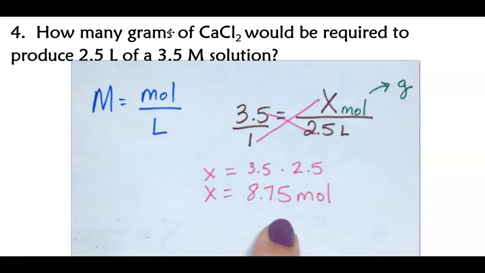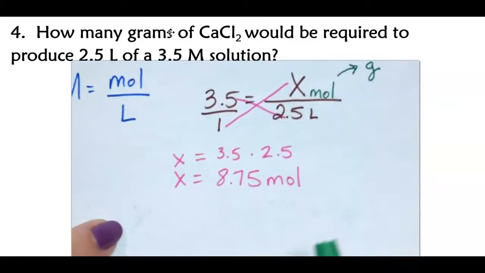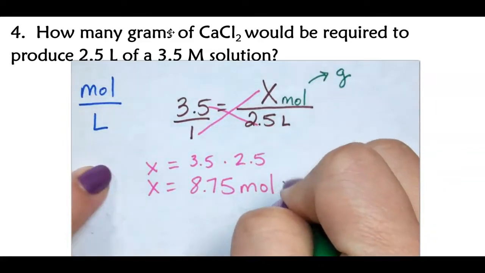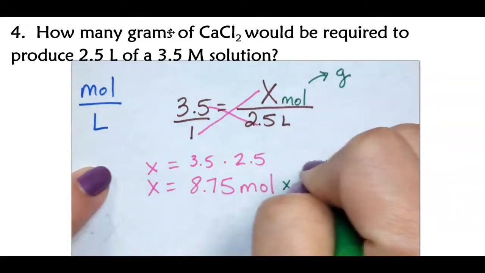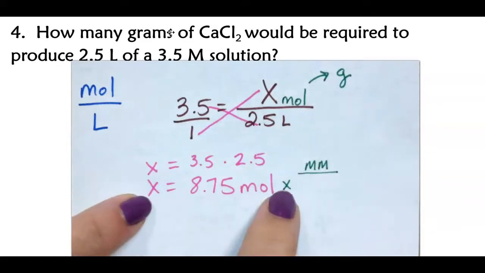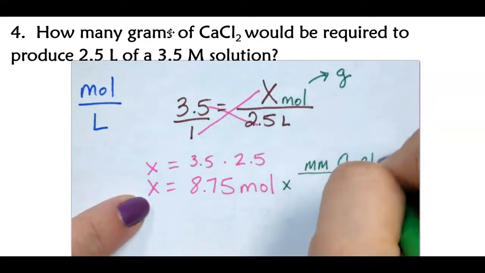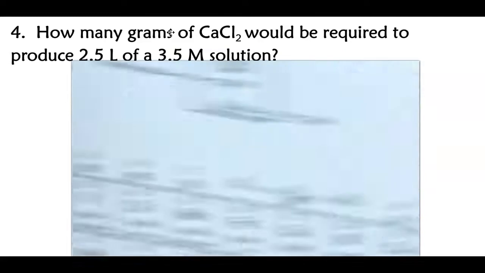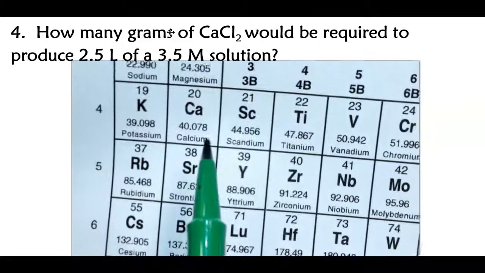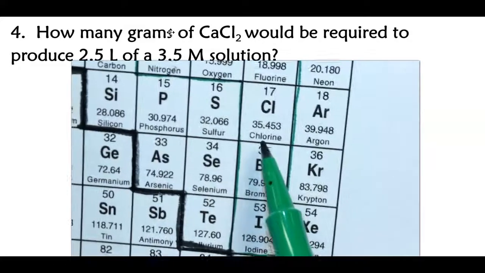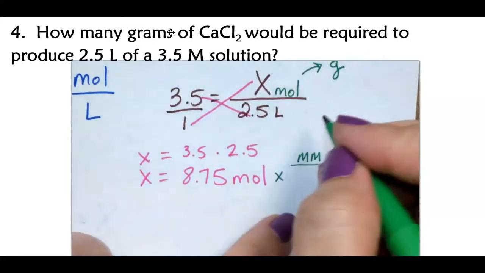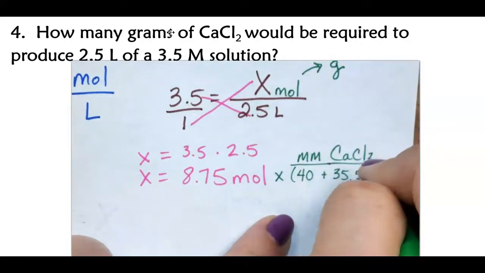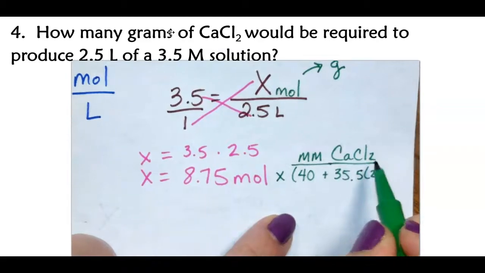Now that I know how many moles I have, I want to figure out what that is in grams. And so to convert to grams, you're going to take your moles and multiply times the molar mass from the periodic table. And so I need to look up the molar mass of our compound, which is CaCl2. So calcium has a mass of 40.078, and chloride has a mass of 35.453. So we'll say 40 plus 35.5 times 2, because there's 2 of them in the formula.